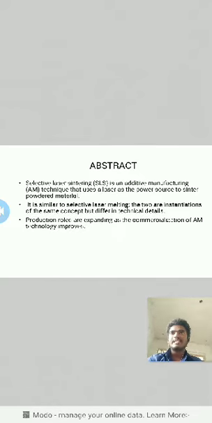Selective laser sintering technology is similar to the selective laser melting technology. These are similar technologies, but they differ in technical details. In additive manufacturing, selective laser sintering improves the production rate.